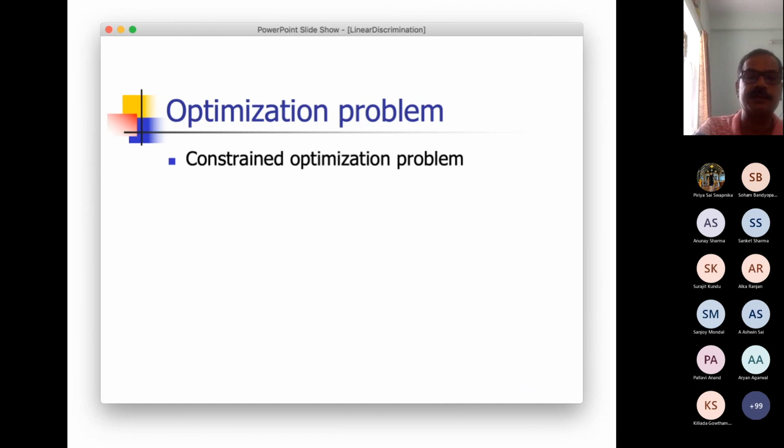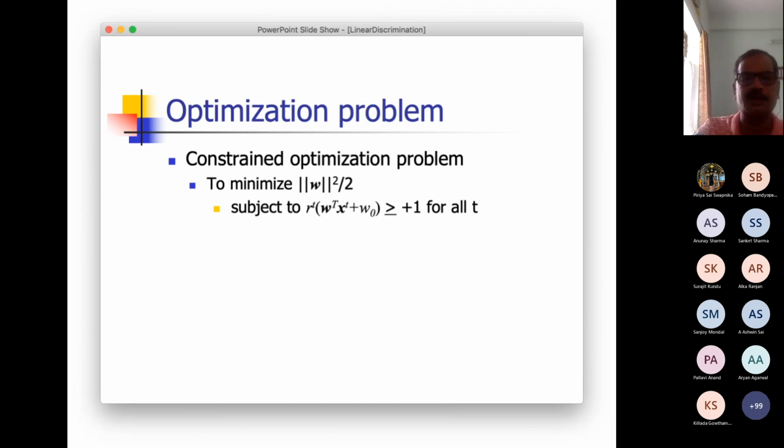So once again, the optimization problem is a constraint optimization problem, and here the problem is defined in this way: minimize the square of the norm of W divided by 2, subject to the condition that it satisfies all data specifications. For every data sample, its proper class, which is expressed in this term.